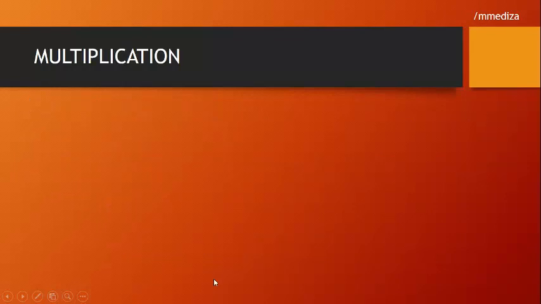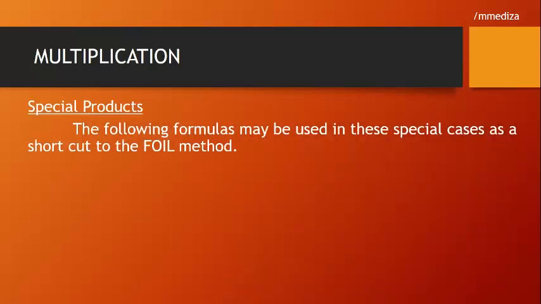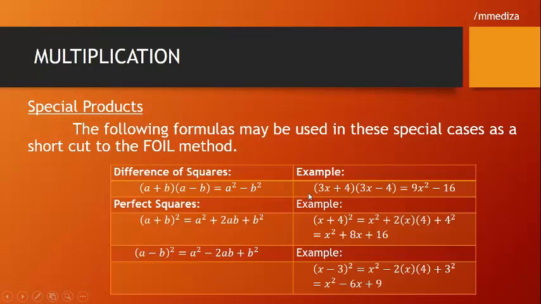There are also so-called special products in polynomial operations. We can just use these special cases as a shortcut to the FOIL method. Those special products are the difference of squares and the perfect squares. For example, a difference of squares is 3x plus 4 times 3x minus 4, which is equal to 9x squared minus 16. So we just simply use this equation. We can get the product of a difference of squares.